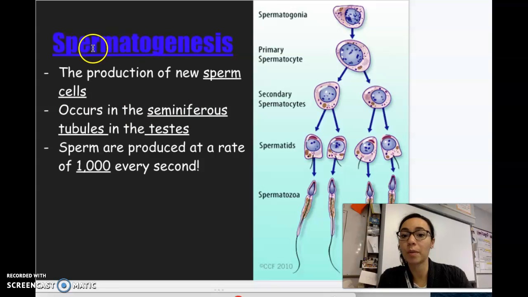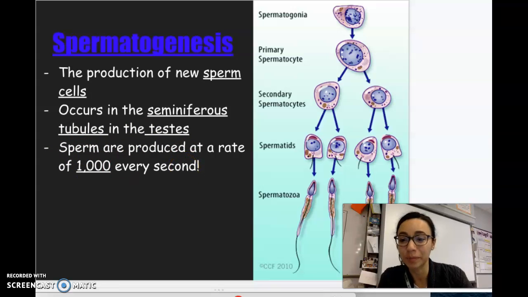All right, so spermatogenesis. Remember, that's the production of new sperm cells. So essentially, meiosis that's going on inside the testes to make sperm. It occurs in the seminiferous tubules within the testes that we went over when we covered the anatomy, and males produce about 1,000 sperm every second.